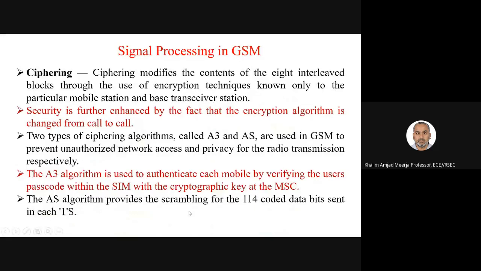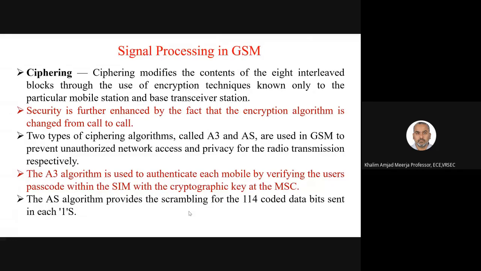Now ciphering. It modifies the contents of the 8 interleaved blocks through the use of encryption techniques known only to the particular mobile station and base transceiver station. Security is further enhanced by the fact that the encryption algorithm is changed from call to call. You will be changing the encryption algorithm from one call to another. Two types of ciphering algorithms, called A3 and A5, are used in GSM to prevent unauthorized network access and provide privacy for the radio transmission respectively.